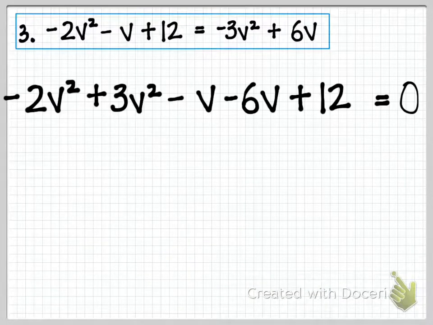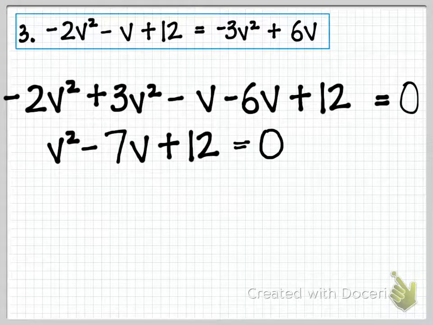Problem number 3, step 1, get it into standard form, so it's equaling 0, but I still have to collect like terms. So I've got these v terms to collect, I've got these v squared terms to collect, and I end up with v squared minus 7v plus 12 equals 0.